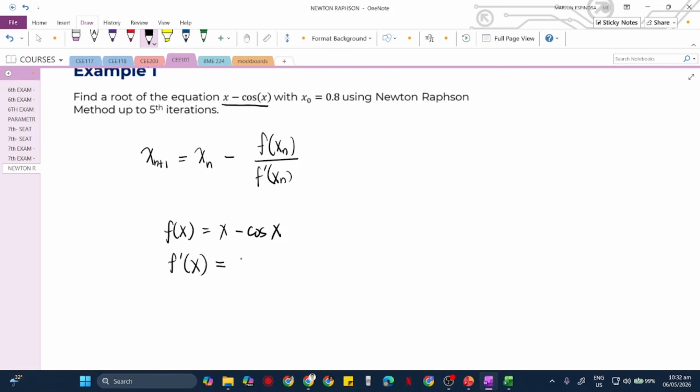Derivative of x is 1. Tama ba? 1 plus, okay, derivative ng negative cosine x is sine x. Okay, sine x. So, ito na yung gagamitin natin, no?